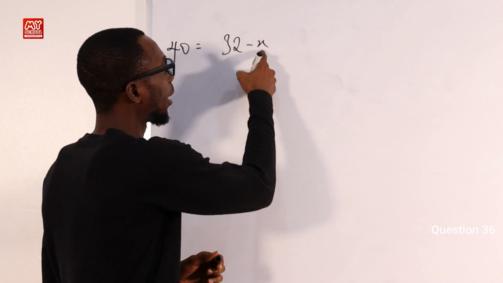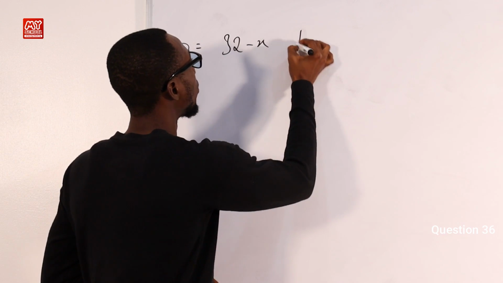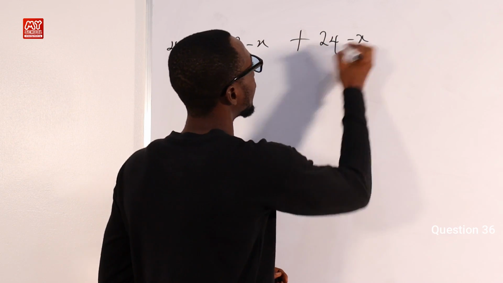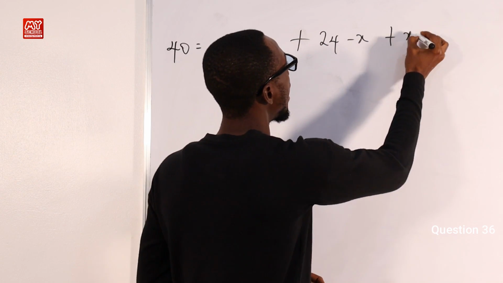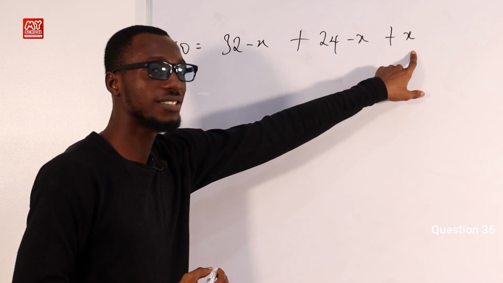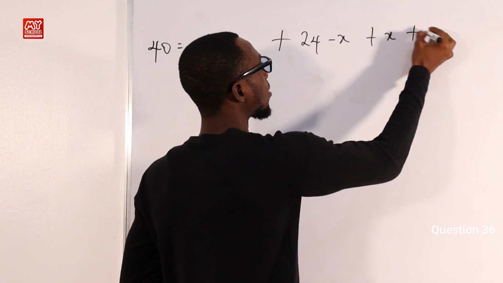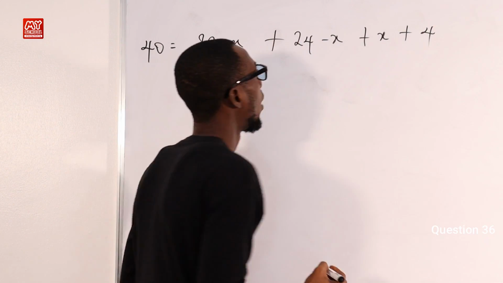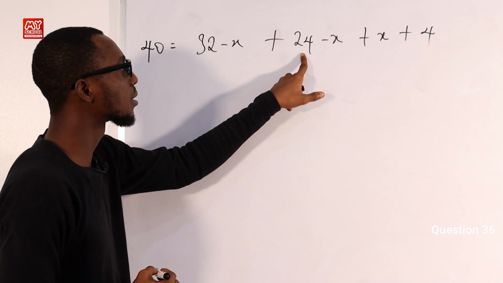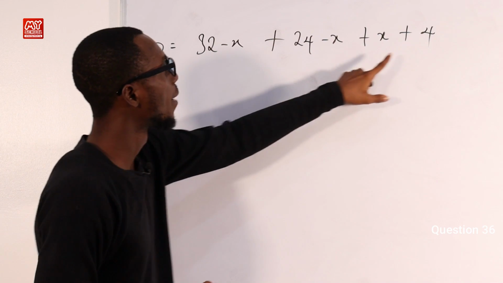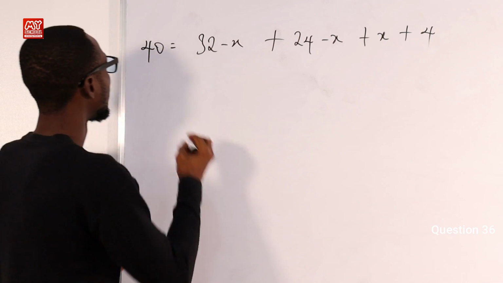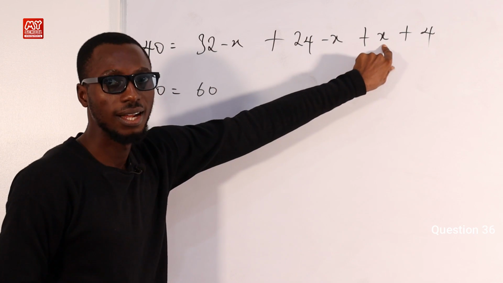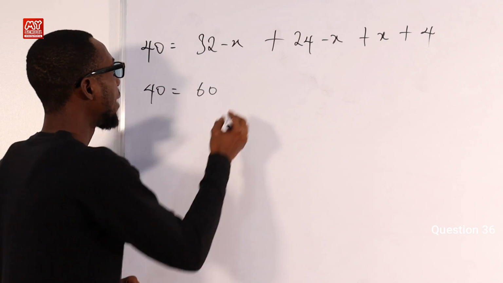32 minus x, okay, all right. Then we have plus the number that offer physics, we have 24, all right, plus the number that offer both, which we don't know, so that is the x, okay. Then we have the number that offer neither physics nor mathematics, and that is giving us 4. All right, so let's collect like terms. We have 32 plus 24, that makes 56, plus 4, okay, that makes 60. All right, so we have minus x plus x, that is 0, okay, then we are left with minus x.